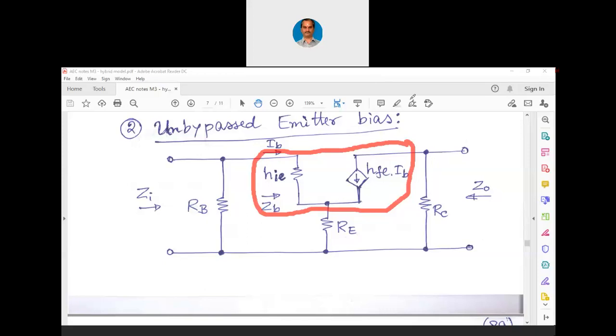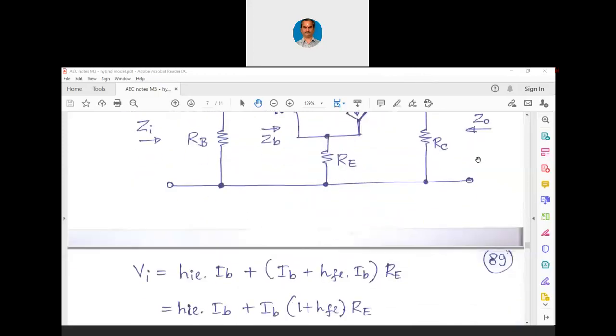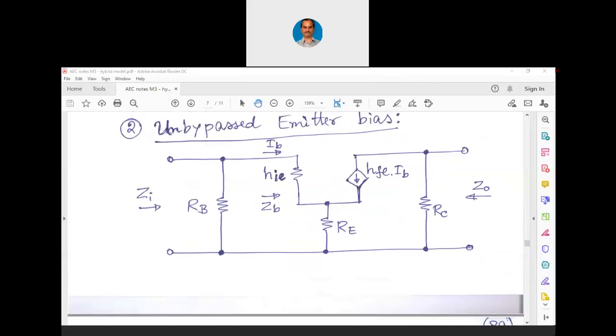Okay. If it was an offline class, I would have forced one of you to come to the board and write this circuit, at least to make an effort. Because unless you make an effort, you will not be able to understand. Anyway, I will write it here below. Let me try to write it.